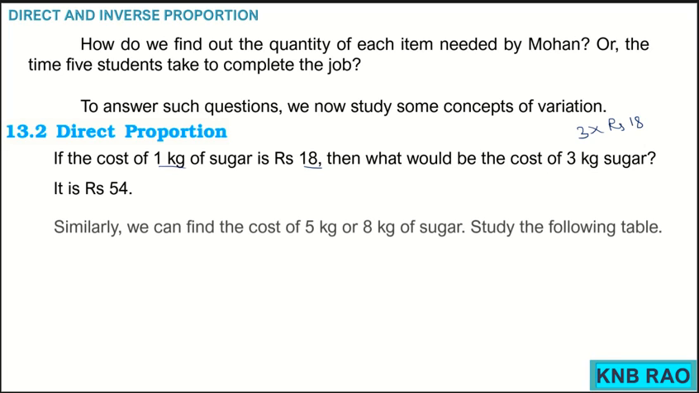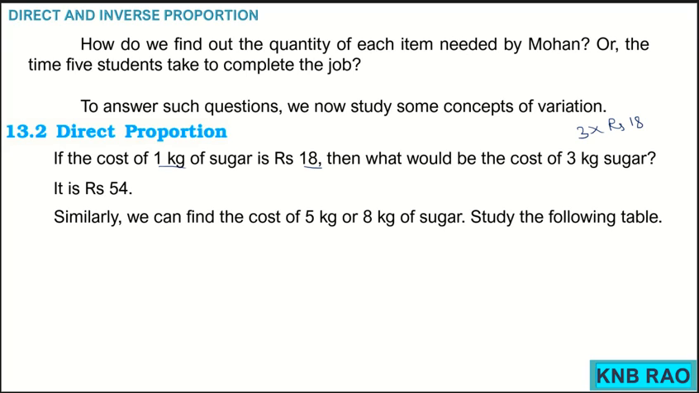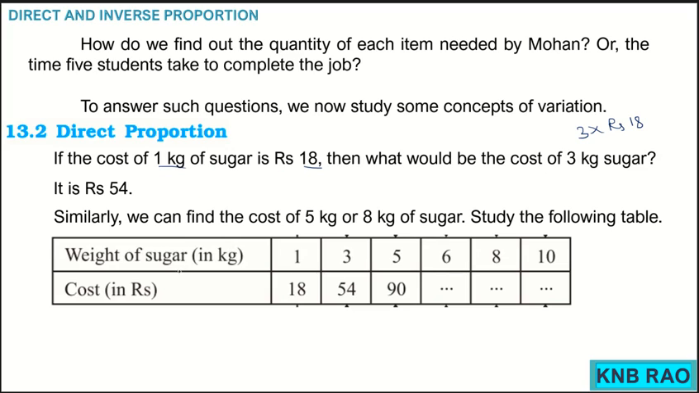Similarly, we can find the cost of 5 kg or 8 kg of sugar or of any quantity of sugar using the following table. Let us study that table. Children, I have considered the weight of sugar in kg in one column and the cost corresponding to that weight in another column. The cost is in rupees, the weight is in kgs.